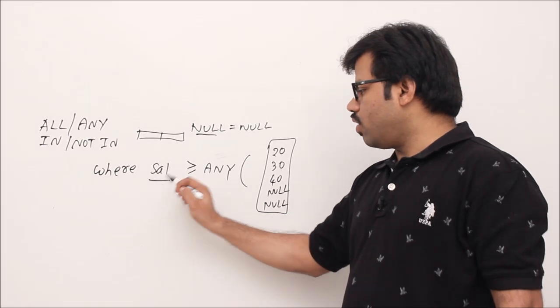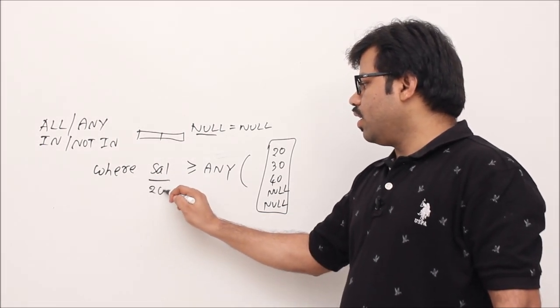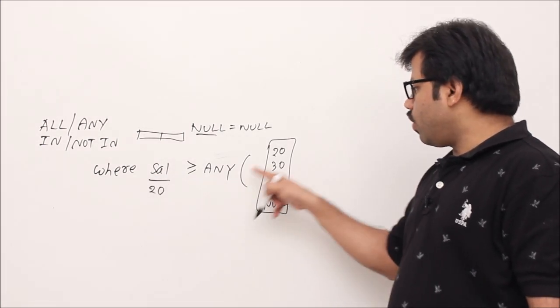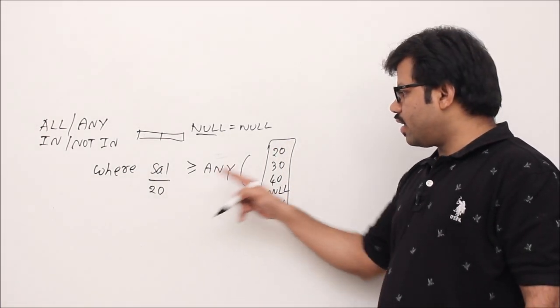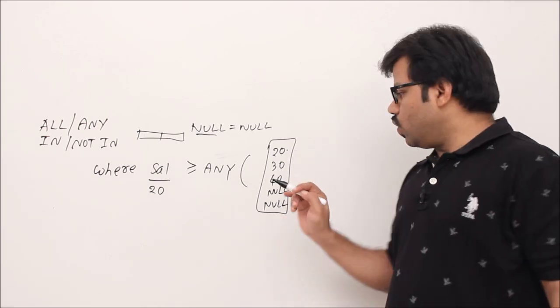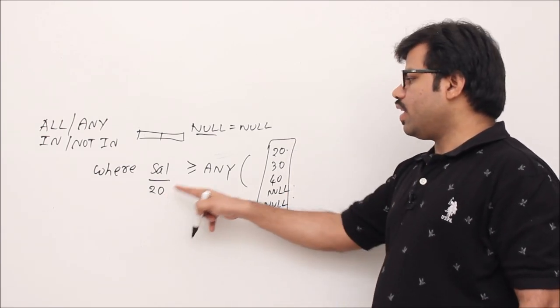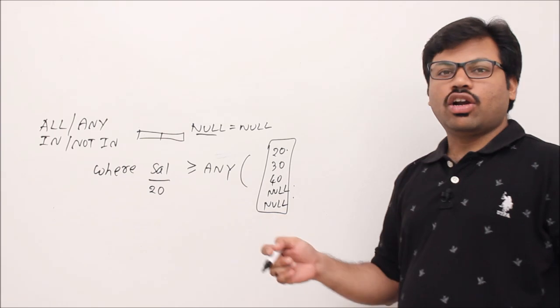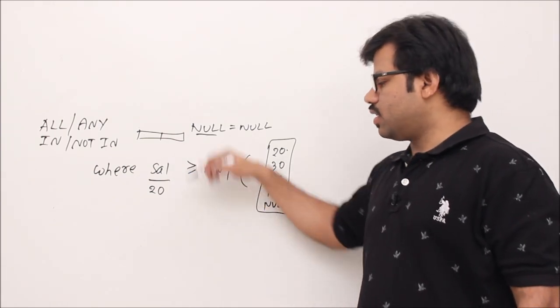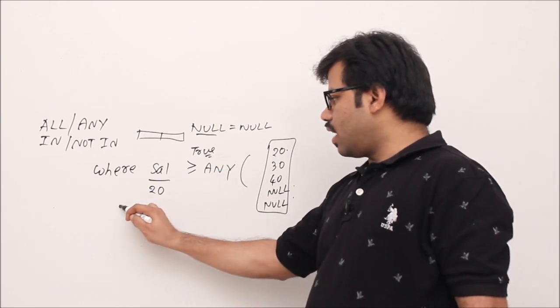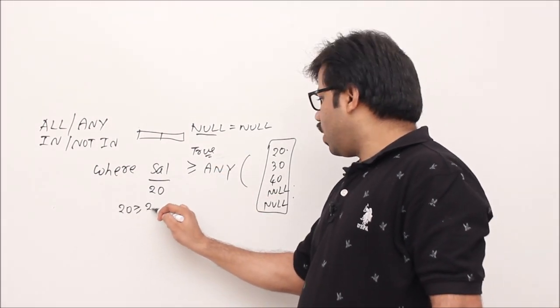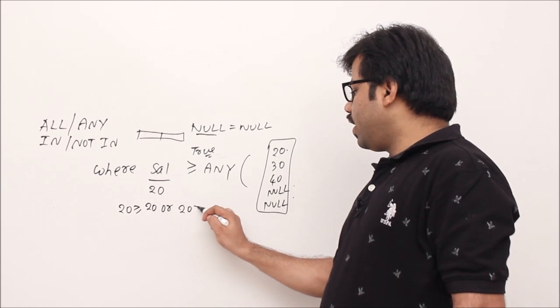Example, salary value is now something 20. Is this 20 greater than or equal to any of this 20, 30, 40, null, null? Yes. 20 is at least greater than or equal to this one. That is enough. Though there are null values, this 20 is greater than or equal to this 20. So automatically this query's truth value will become true. It is like asking this question, 20 greater than or equal to 20 or 20 greater than or equal to 30.